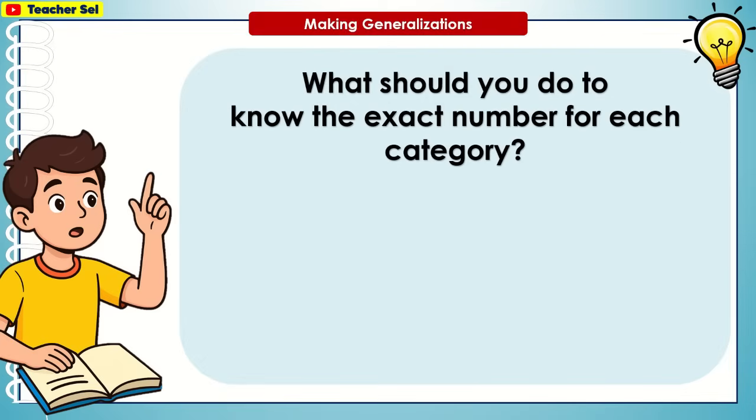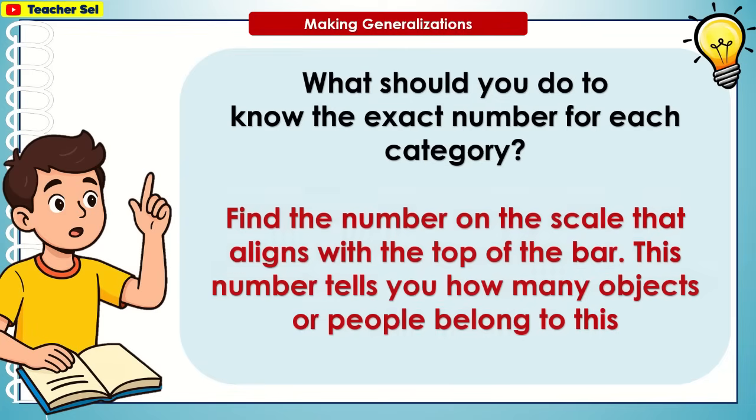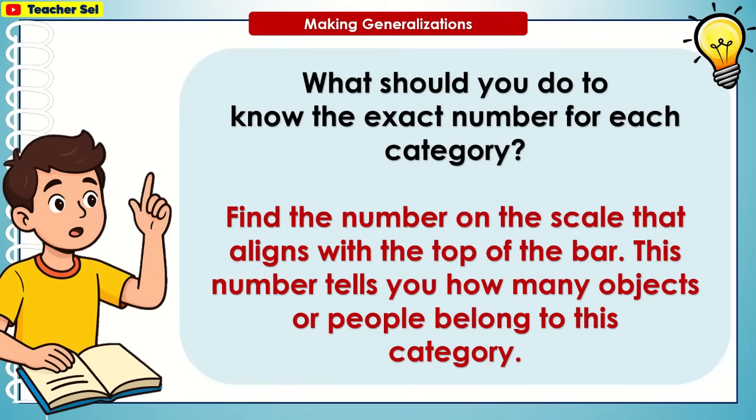What should you do to know the exact number for each category? Find the number on the scale that aligns with the top of the bar. This number tells you how many objects or people belong to this category.